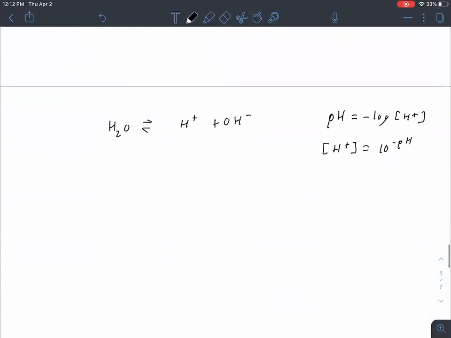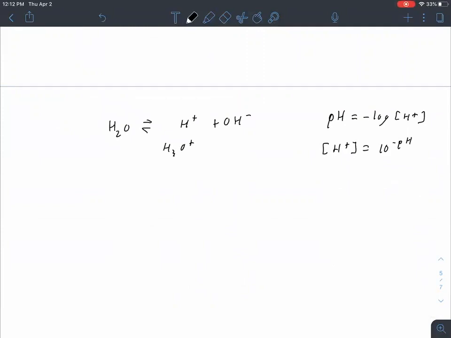Then lastly, let's talk about water and its ability to dissociate. And so what I mean by that is that water can dissociate into H plus and OH minus. A lot of times you guys can see H plus or hydronium ions, also written as H3O plus. These guys are used interchangeably a lot of the time.